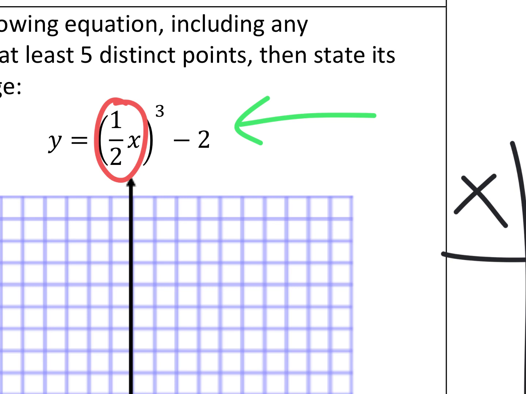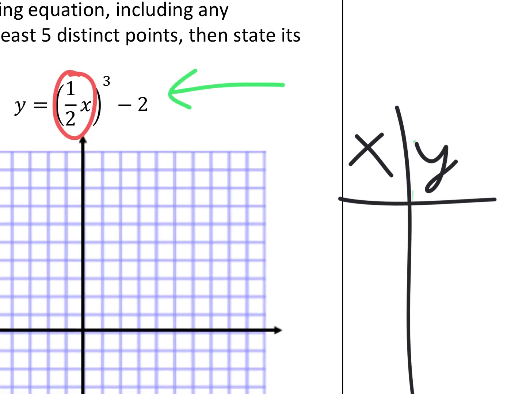And other than that, pick things that work nicely. So like 0 does work pretty nicely because it makes this whole thing 0, and then 0 to the third is still 0, and then -2 makes -2. There's one of my points. So if you get stuck on a graph, just make a bunch of dots. 0, -2 would be 1 point. Then you go near that.